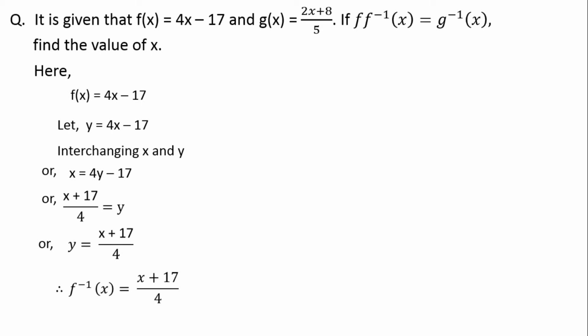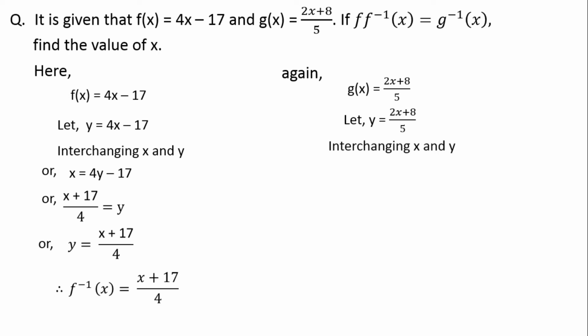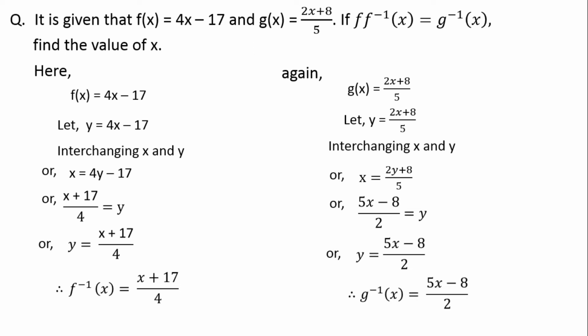Similarly, now we have to find the inverse of g(x). Let g(x) be y, that is y equals (2x + 8)/5. Then again we have to interchange x and y. Then after interchanging x and y, we have to find the value of y again. So changing the position of all the numbers from the y side, it is (5x - 8)/2 is equal to y. That means the inverse function of g(x) is (5x - 8)/2. In this way we have to find both inverse functions.